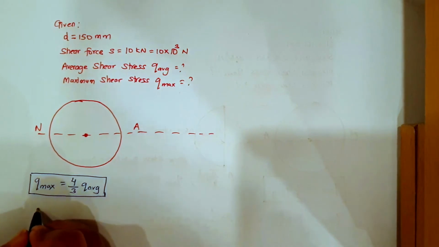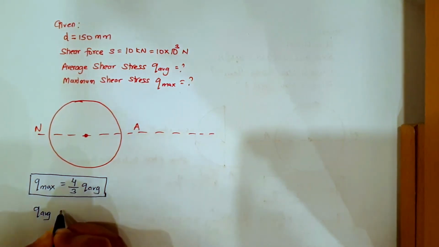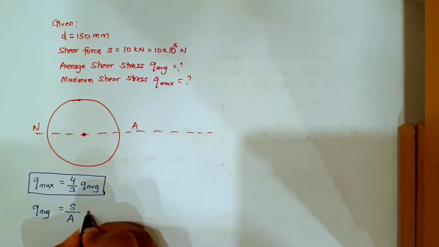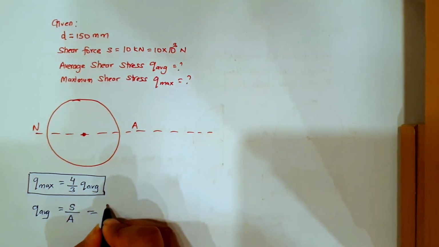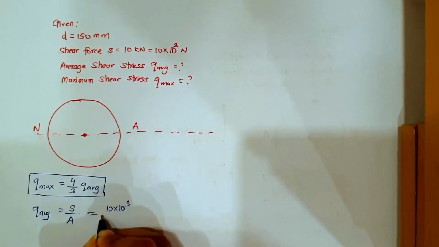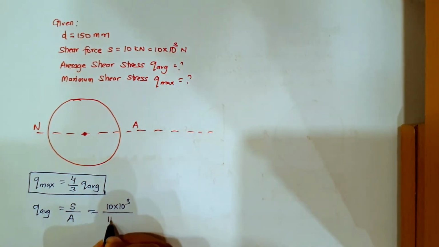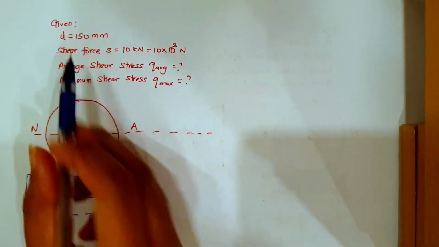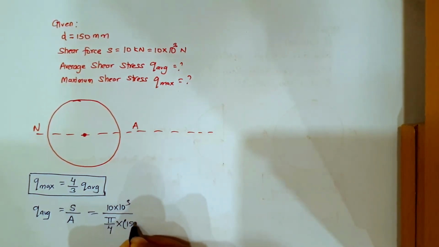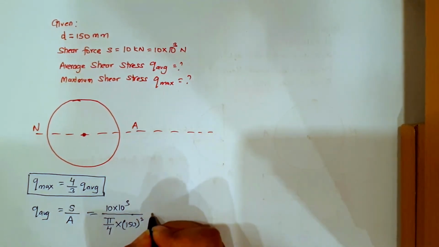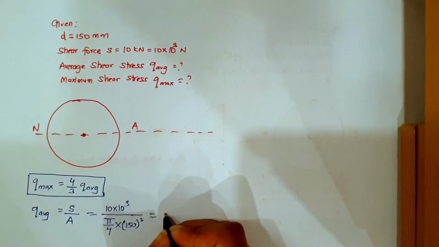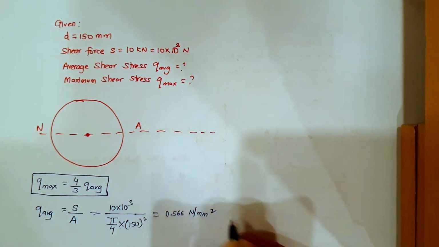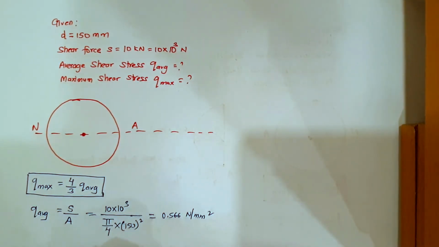Now let us first find Q average, which will be equal to shear force by area. So how much is shear force given? Shear force is given 10 into 10 raised to power 3, and the area of this circle will be pi by 4 d square. And how much is the diameter of the circle given? 150 square. Now from here you find Q average equals to 0.566 Newton per mm square. Now you have found Q average.